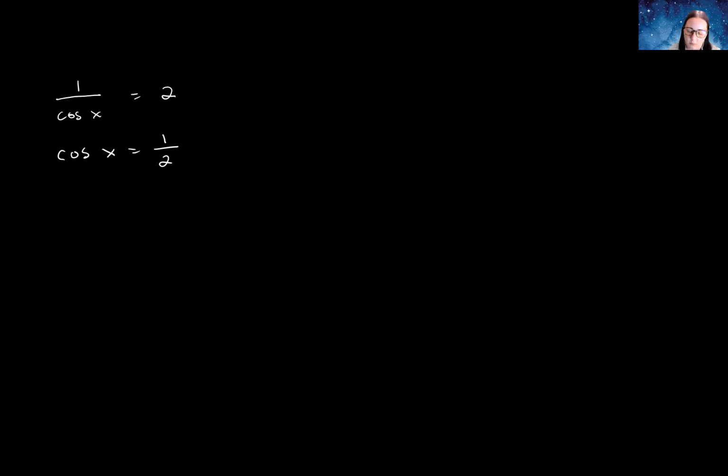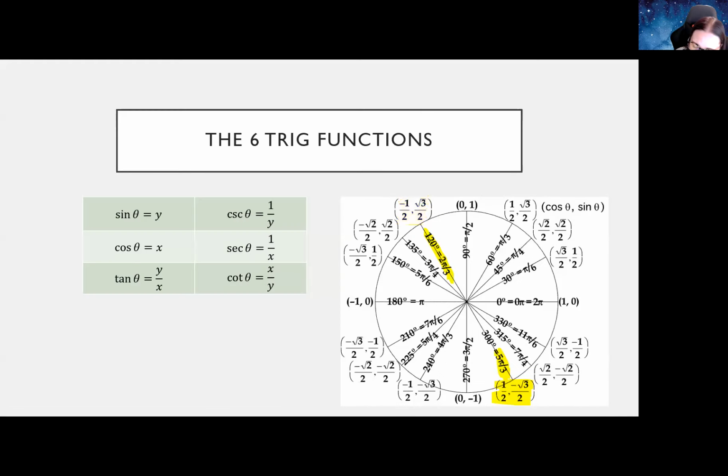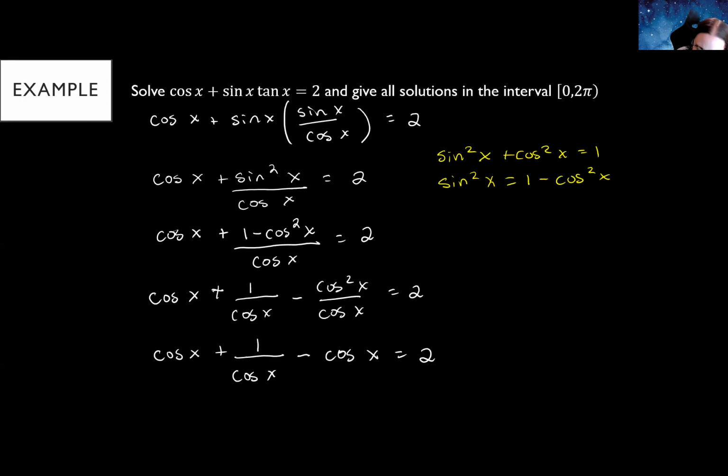So I'm going to go back to my unit circle. I'm looking for where my cosine, which is my x on the unit circle, equals 1/2. So I'm going to erase my tangent stuff here, and I'll just use a different color. We've got cosine of 1/2 here at 5 pi over 3, and cosine of 1/2 here at pi over 3. So we have two possible answers, 5 pi over 3 and pi over 3.